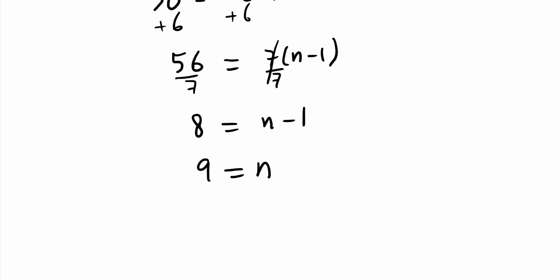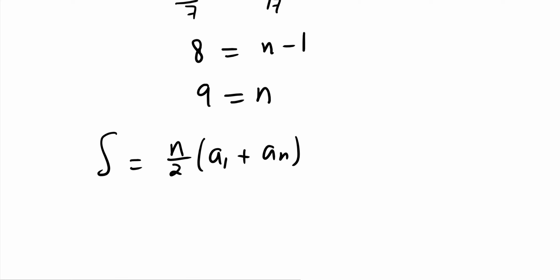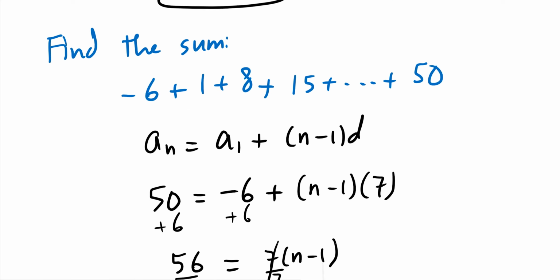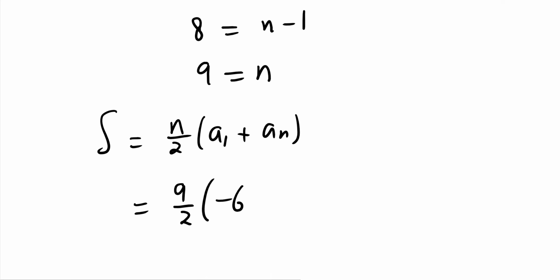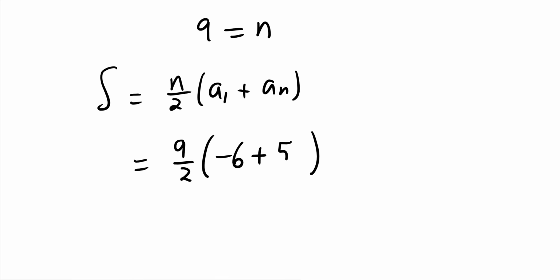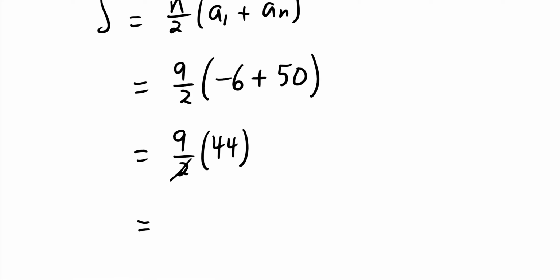But remember, I need to find the sum. What's the sum of this? Well, the sum, by the formula, n over 2 times a1 plus an. n is 9 over 2. a1 was negative 6. And an, the last term, was 50. So that gives us, keep 9 over 2 the same, 44. We can simplify here, reduce by 2, 1 by 2, 22. So 9 times 22 is 198. That's the sum.